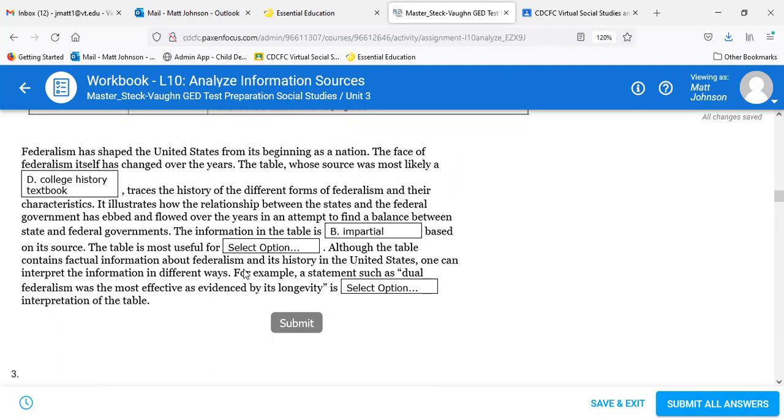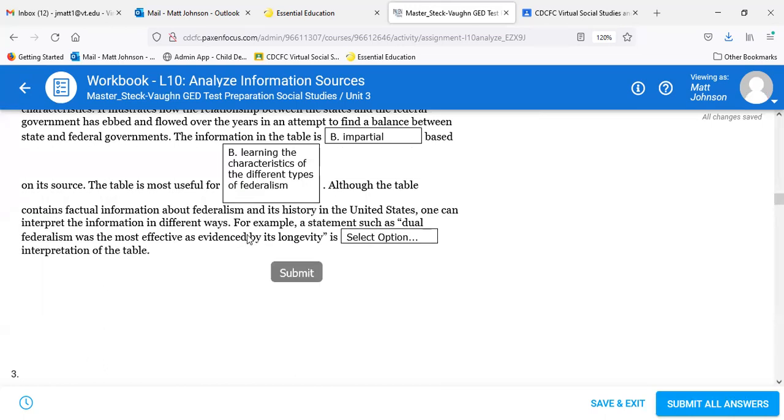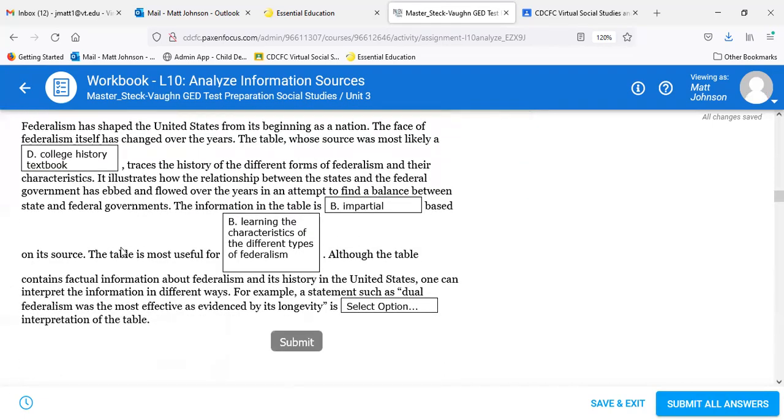The table is most useful for discovering how the types of federalism were named, B, characteristics of the different types of federalism, C, determining the president's views on federalism, or D, categorizing government rights. B. Yeah, learning characteristics, right? We get the name and then we get some ideas, right? That's right in there, characteristics. It's that whole third column.